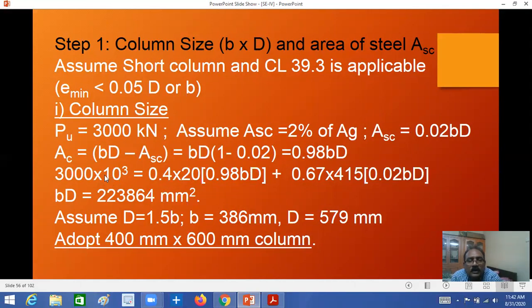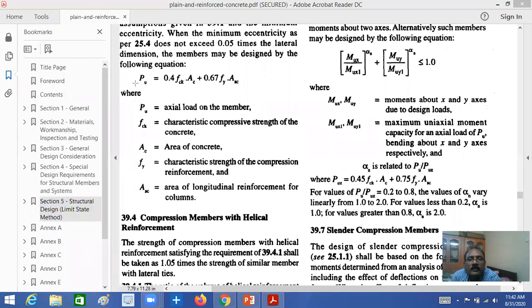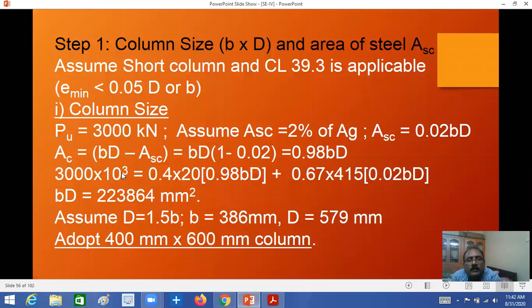Pu equals 3000 into 10 to the power 3, which equals 0.4 into 20 into 0.98 BD plus 0.67 into 415 into 0.02 BD. Here we apply this equation, Pu equals 0.4 fck Ac plus 0.67 fy Asc, and from this equation we calculate the unknown from the given data. Ac is B times D minus the area of steel, so if you substitute the above data, you will get 0.98 BD.